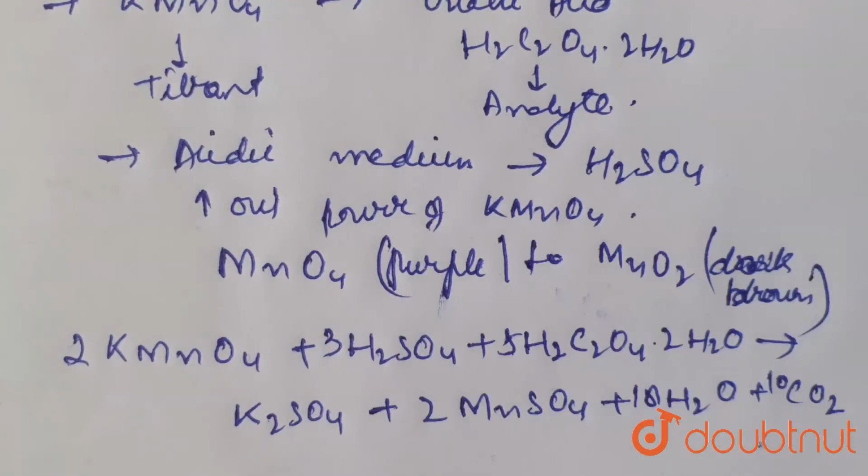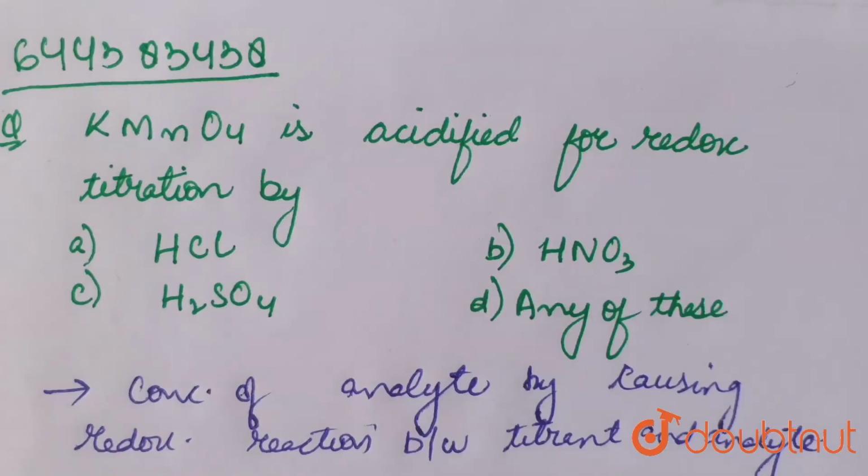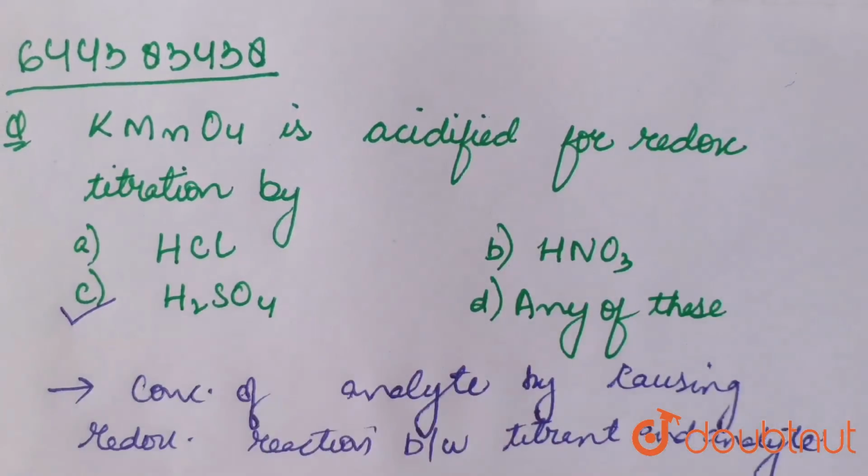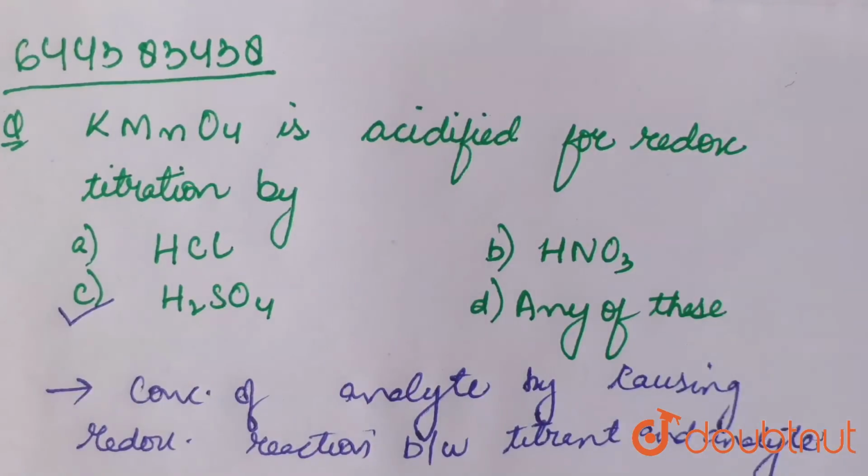Hence, the correct option for the given question is option C, H2SO4. If HCl is used, then it will oxidize the chlorine and make the end product much higher. So the correct option is option C, H2SO4.